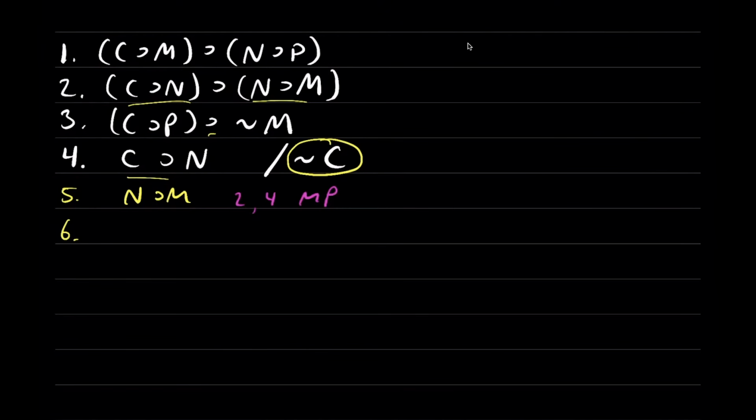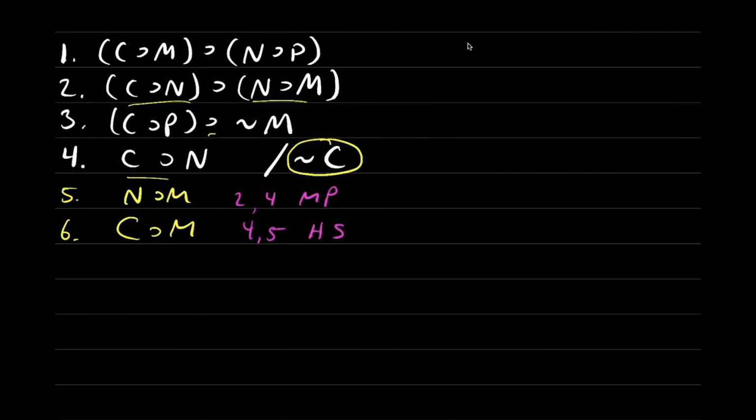Okay, the next thing I notice is that in lines 4 and 5, you've got two conditionals, and again, the consequent of one is the antecedent of the other. Line 4 says, if C, then N. Line 5 says, but if N, then M. So we know from that C implies M. And that's going to follow from line 4 and line 5 by hypothetical syllogism, HS.